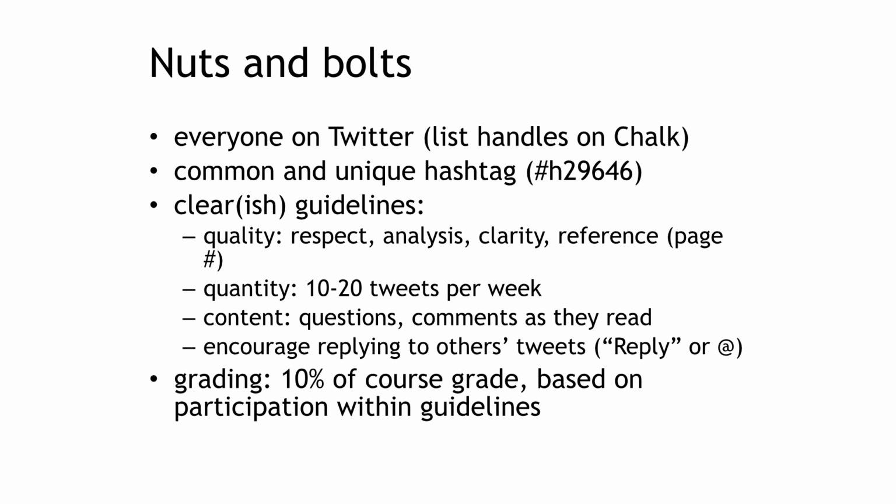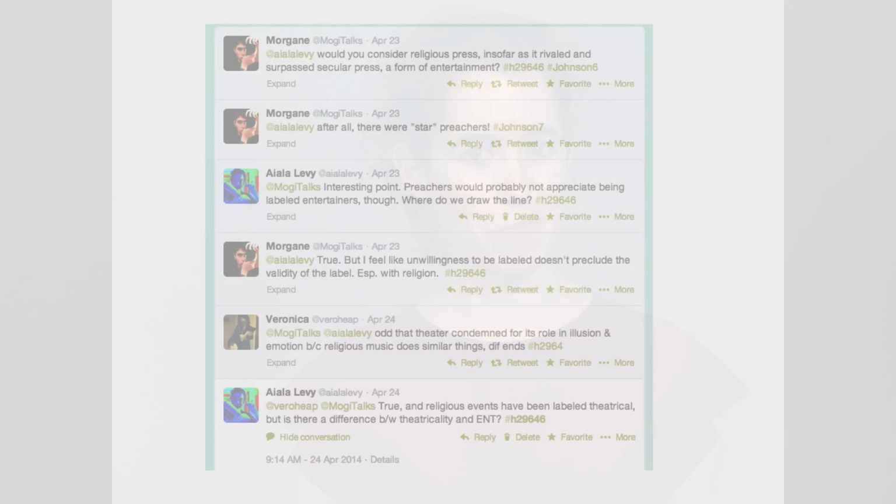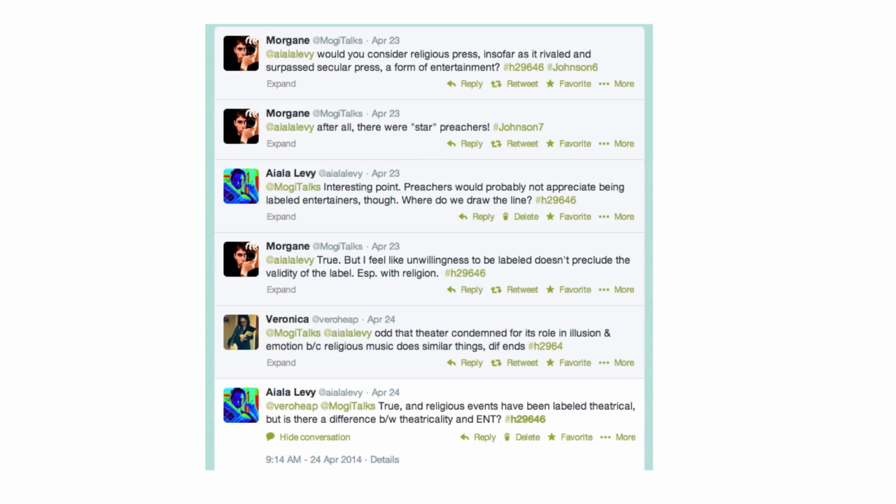Finally, you need to establish what percentage of the course grade the tweets are going to count for. So for my class, it was 10%, and that 10% was based on whether they participated within the guidelines or not. In the slide, there's an example of how the tweets work, and you can see a conversation in which one student posted a question. I interjected, so I answered her question. Another student joined in, and then it turned into a conversation with multiple students and myself.